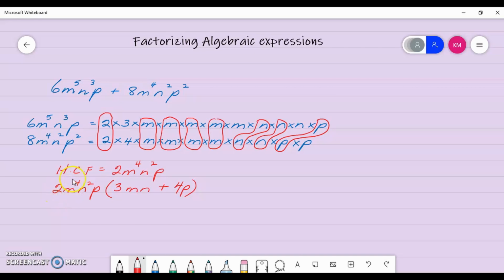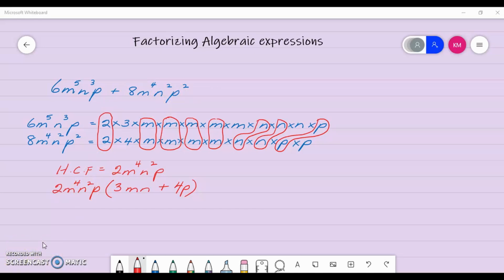So 2m to the power 4 n squared p multiplied by 3mn. 2 by 3 is 6, m to the power 4 by m is m to the power 5, n squared by n is n cubed, and then we have that p, plus 4 by 2 is 8, m to the power 4 n squared p by p gives us m to the power 4 n squared p squared. Yes, so that is actually correct.